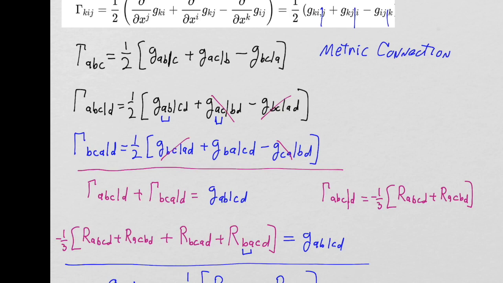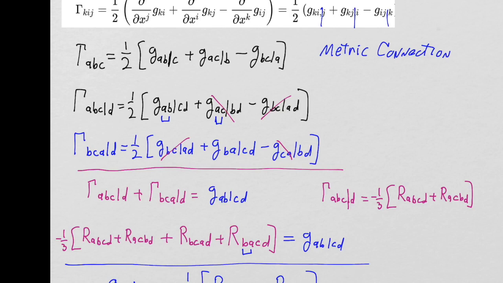So I'm left with 2 times G_AB derivative CD, and that 2 cancels with the 1/2, and I'm left with this expression right here. G_ABCD is the sum of these two first derivatives of the Christoffel symbol of the first kind, or the connection. So that's right. So the second derivative of the metric is the sum of two first derivatives of the connection. Okay, so that's pretty good.